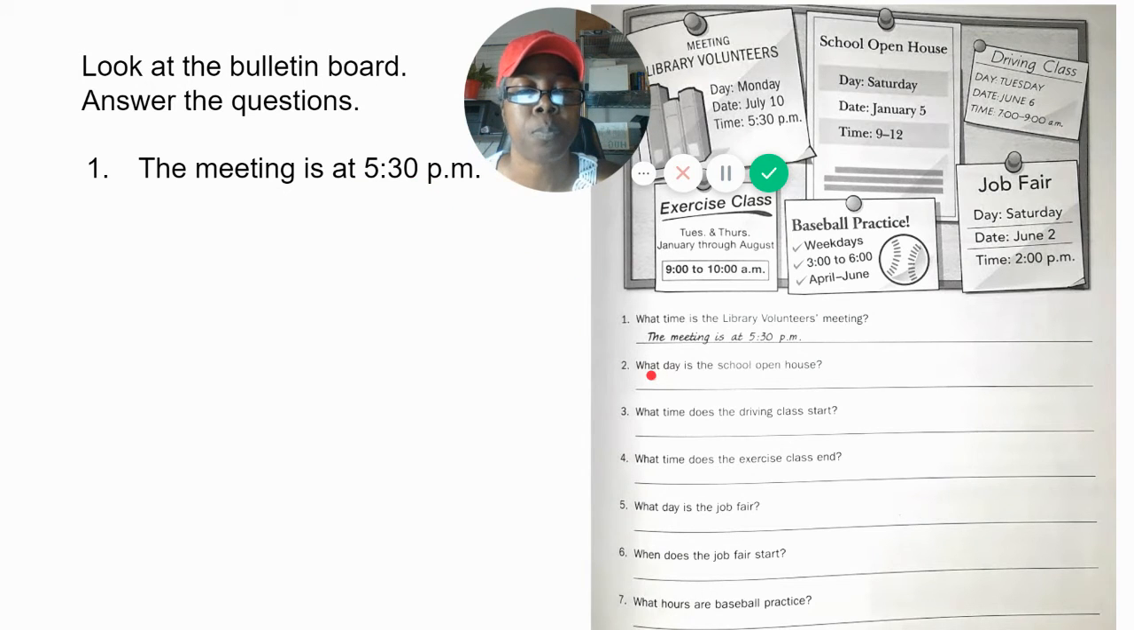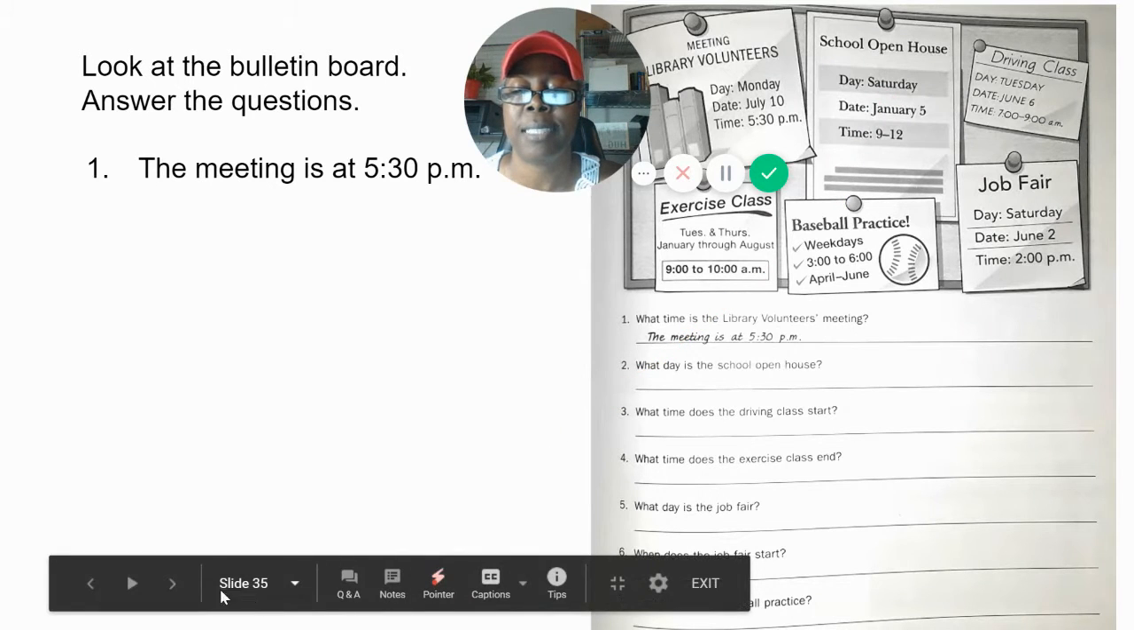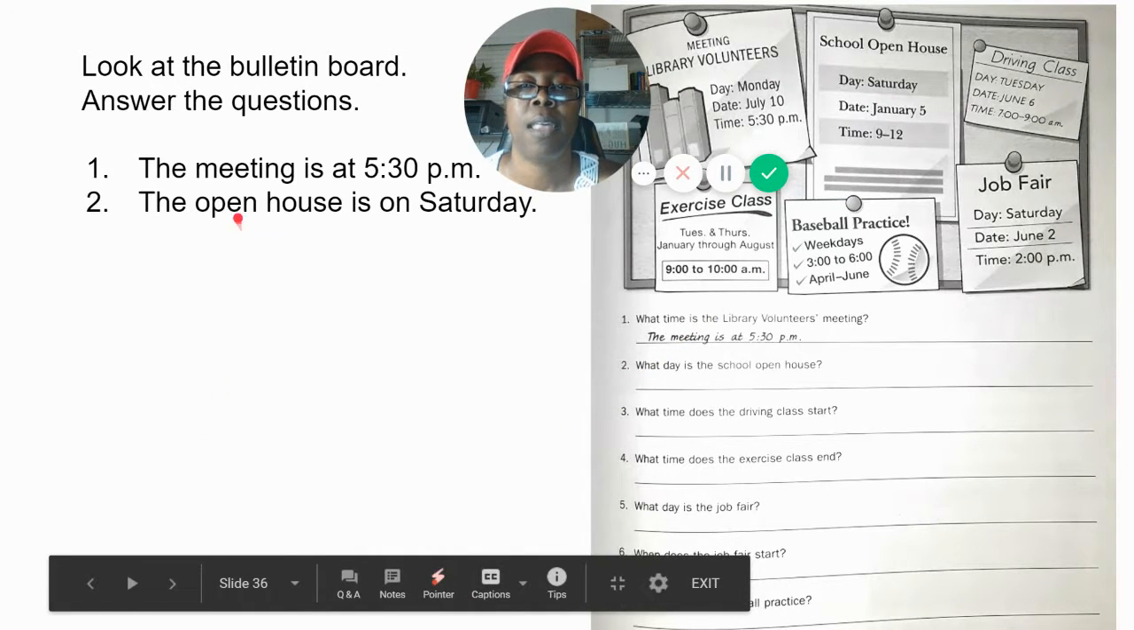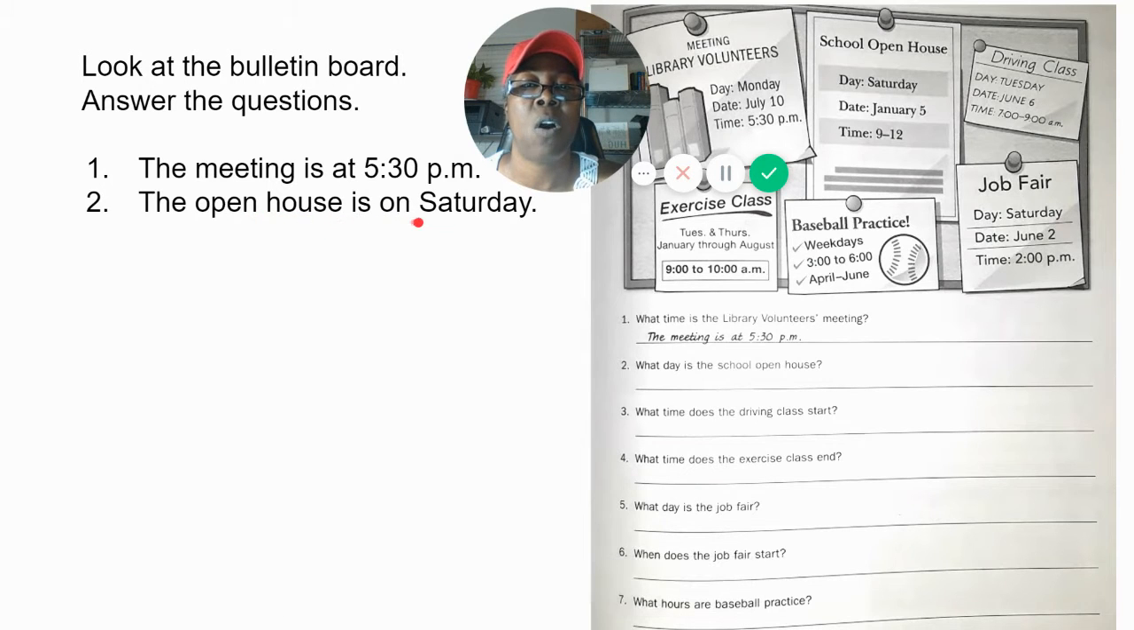Number 2, what day is the school open house? We look at where it says day. Now notice it didn't say date, it said day. So we see the day is Saturday. Our complete sentence is, the open house is on Saturday.